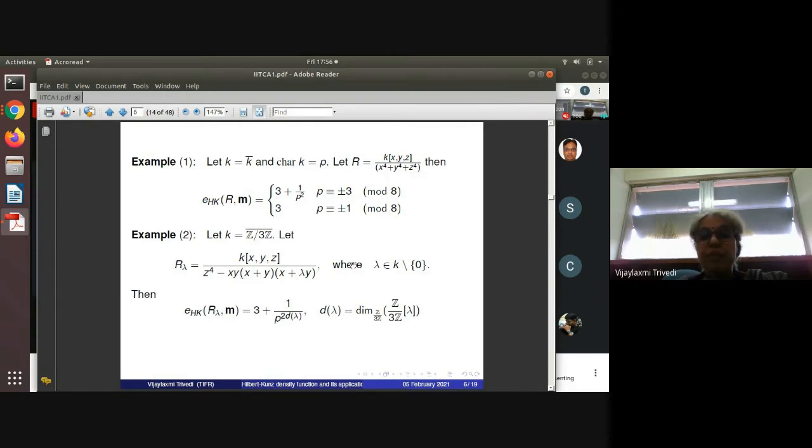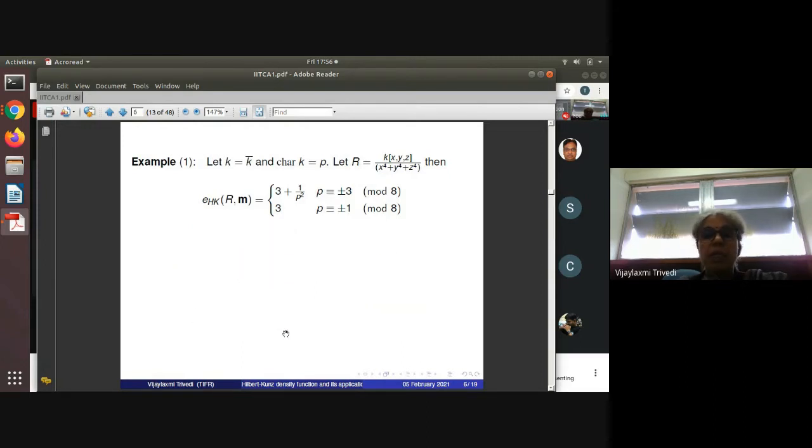And this d lambda is the degree. Lambda belongs to K, so lambda might be algebraic over Z mod 3Z. In that case, it will have an irreducible polynomial. Look at the degree of that irreducible polynomial, and that is d lambda. If lambda is not algebraic over Z mod 3Z, then you take d lambda to be infinity, so this term will be 0. Now you'll have infinitely many d lambdas if this is your definition, which means you have infinitely many EHKs.